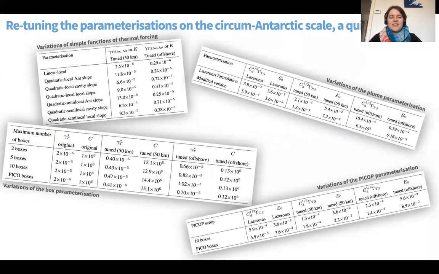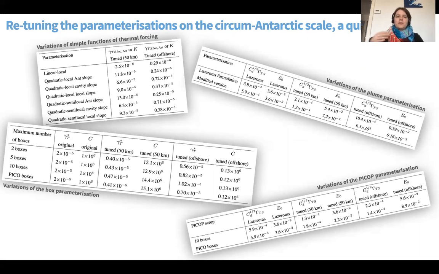So as a result, this gives us a lot of new parameters for the different parameterizations, especially because we also looked at different variations of the parameterizations. So in total, we have 15 variations, also tuned for different domains, which I will go into directly.